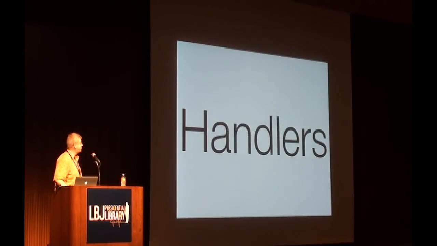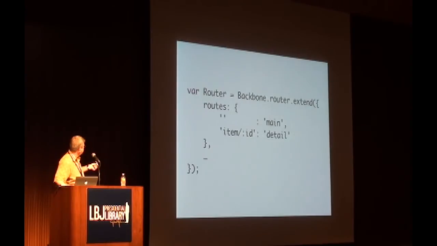So the handlers that we're going to talk about now are on the client side. So here again, those are the routers that we had defined in Backbone. So I need to define a main and a detail. Main's going to generate that list of events, and then detail will render an event in detail.